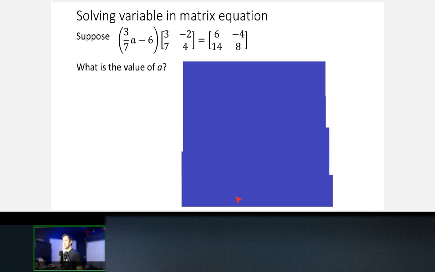All right, you'll be given a problem like this. You'll be given a scalar times a matrix equals a matrix, and it says what's the value of a. So let me give all of you a minute and a half to solve this problem. Minute and a half. Ready to go.